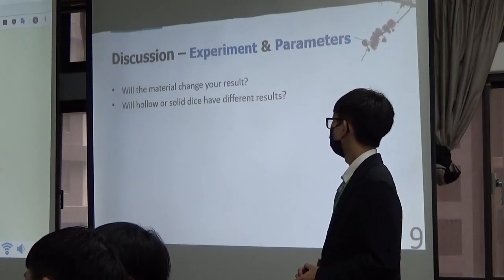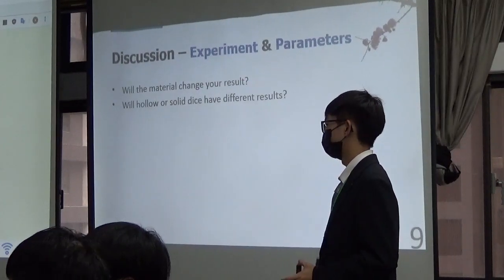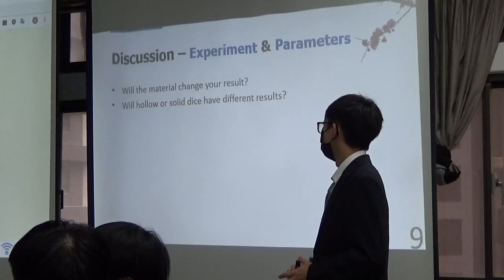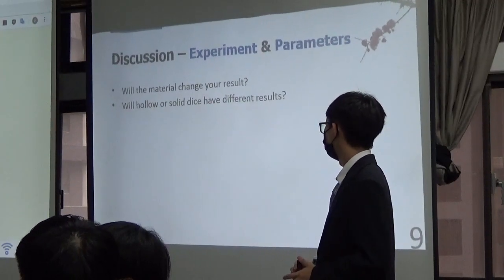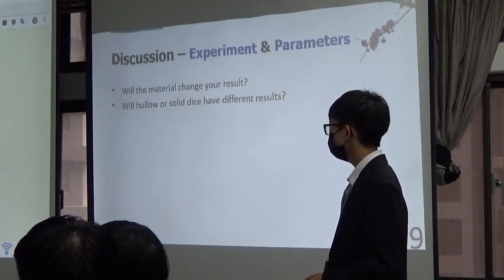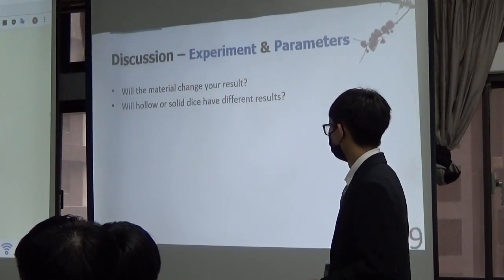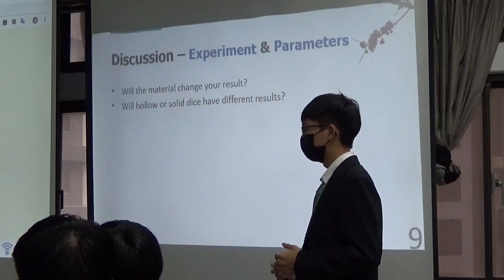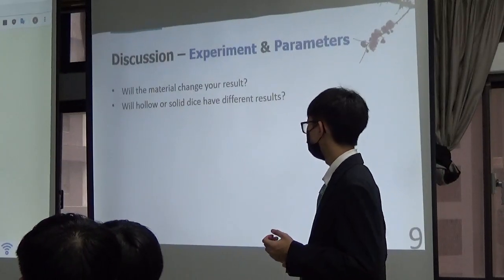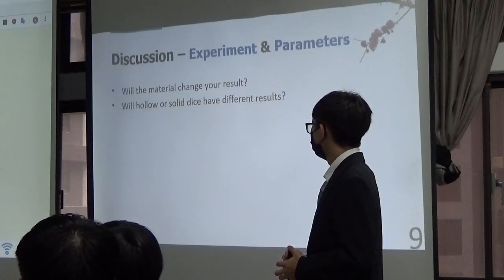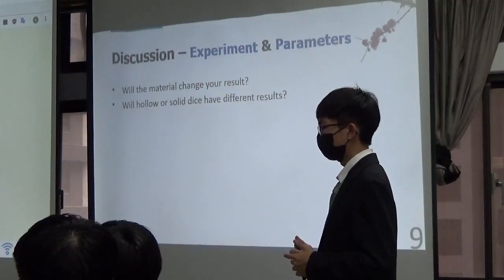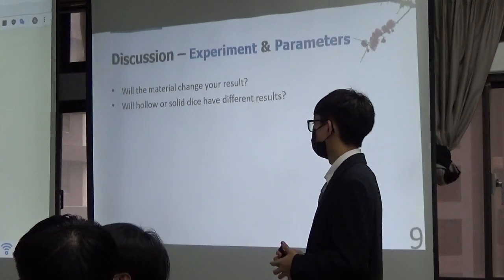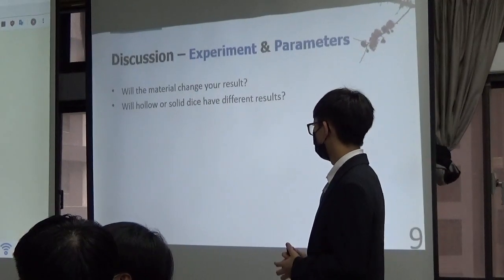And then about the experiment and the parameters. The first is, will the material change your results? And will hollow or solid dice have different results? I think that hollow and solid dice might get different results when we're throwing the dice. And different materials may change the weight or the surface of the dice, and it might change the condition.